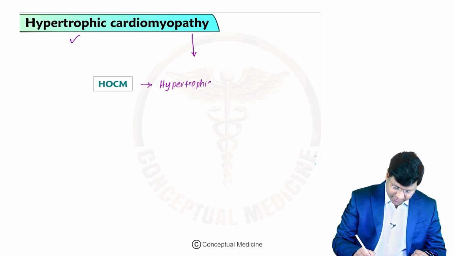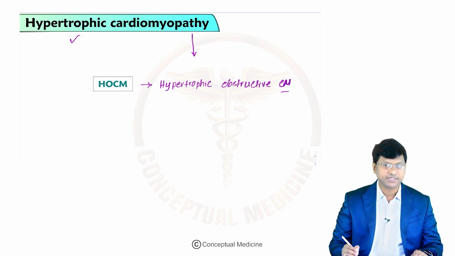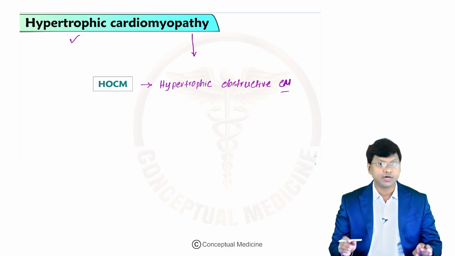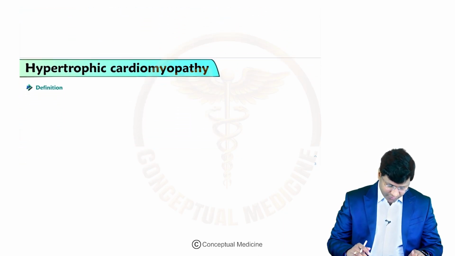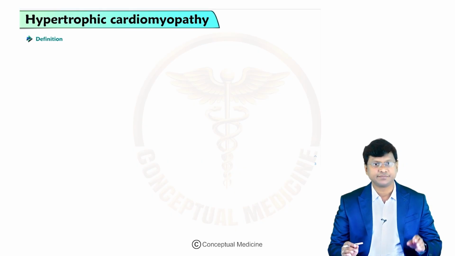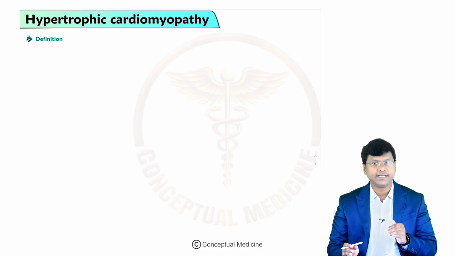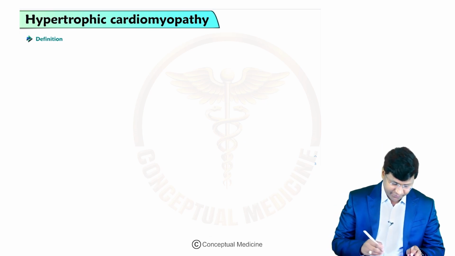So, hypertrophic obstructive cardiomyopathy. When do we use this term? We use this particular term when the hypertrophy is exactly at the left ventricular outflow tract. Now, what exactly is the definition? See, the definition has evolved over time. It traditionally has been defined by left ventricular outflow tract obstruction due to septal hypertrophy.